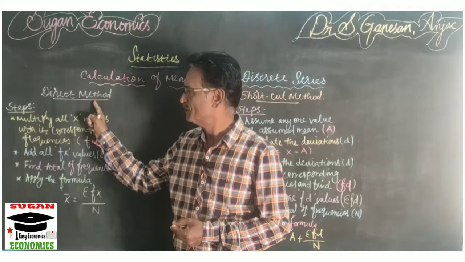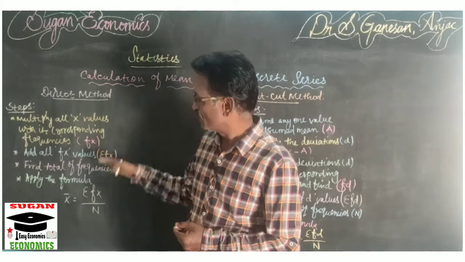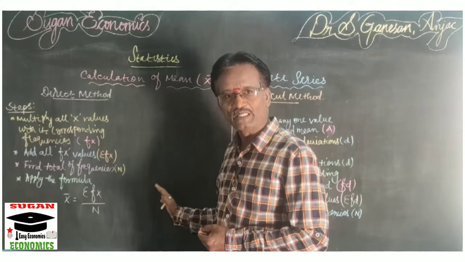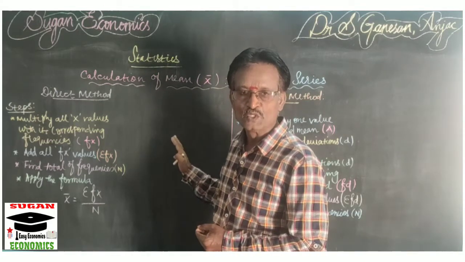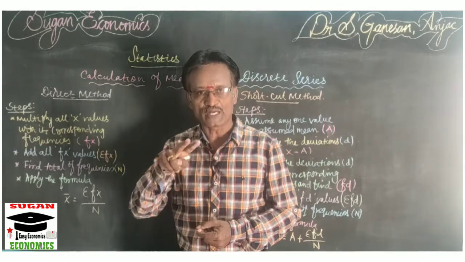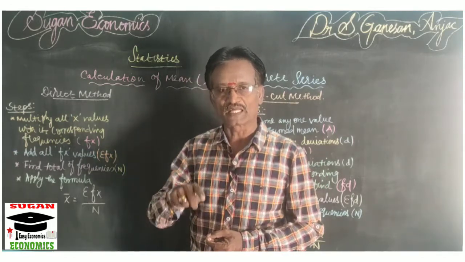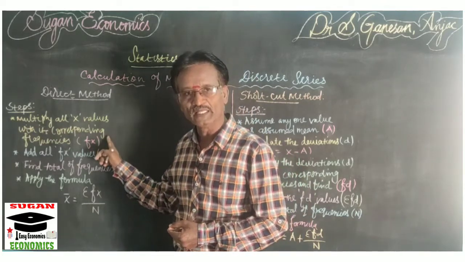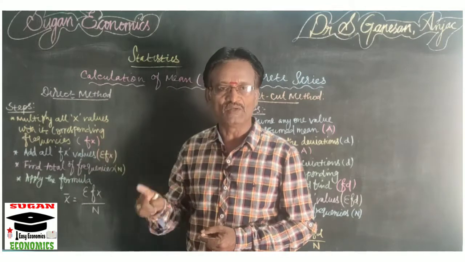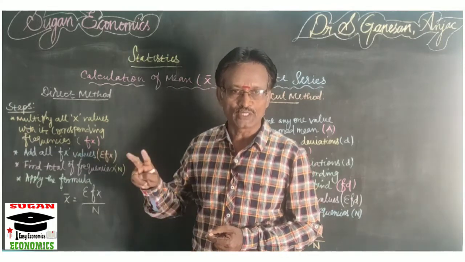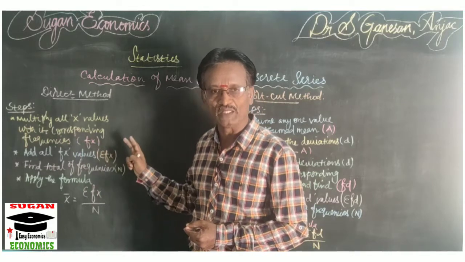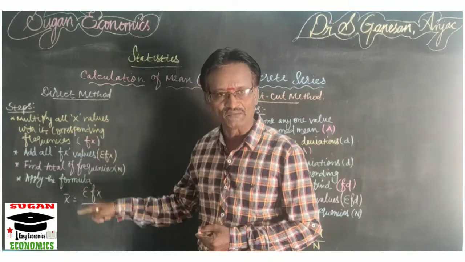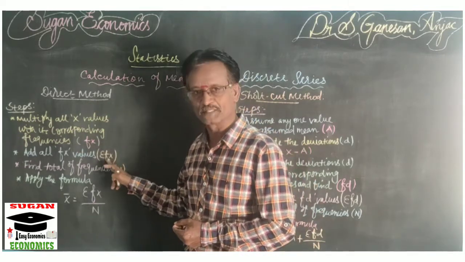So first we understand the steps involved in the calculation of arithmetic mean with the help of the direct method. Under a discrete series we will have x values and the corresponding frequencies. First, multiply the x values with the corresponding frequencies and find the fx value. Are you clear? For each and every x value we have a corresponding frequency. Multiply the x value with the frequency to find fx. Then add all the fx values to get sigma fx.